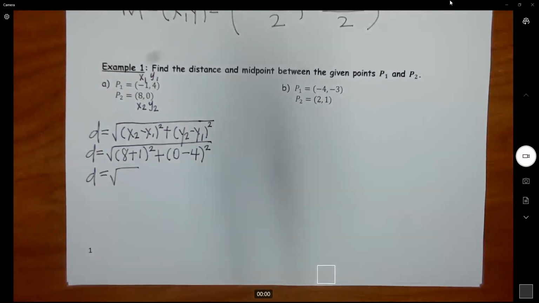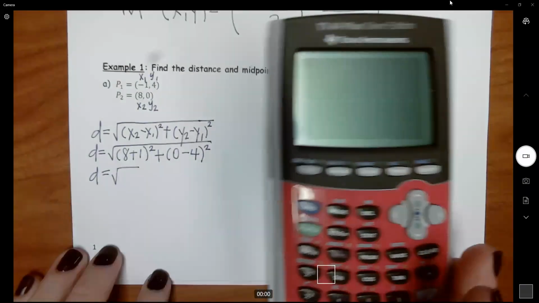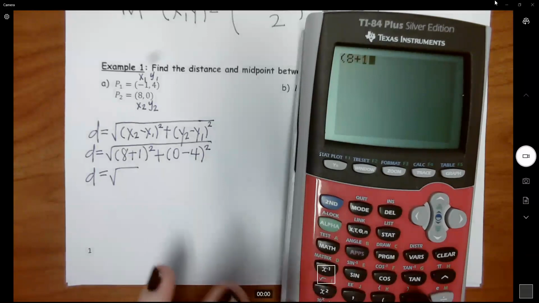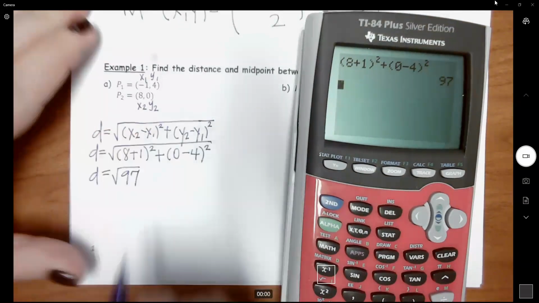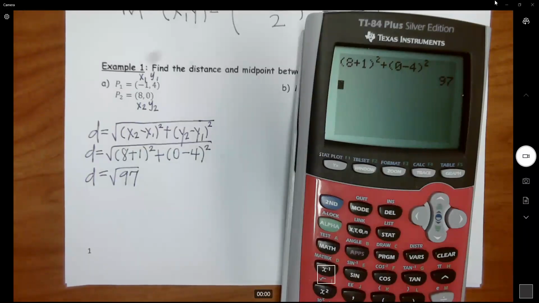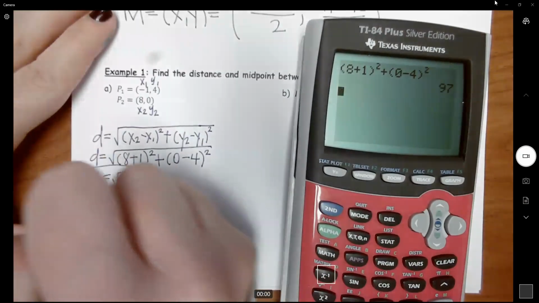So let's put what we have under that radical in our calculator. So 8 plus 1 quantity squared plus 0 minus 4 quantity squared, and we get 97. So the distance here is the square root of 97. Now, as we know in my math lab, if we can simplify these, we need to. But this one is not, you can't simplify 97. And so this is my distance.